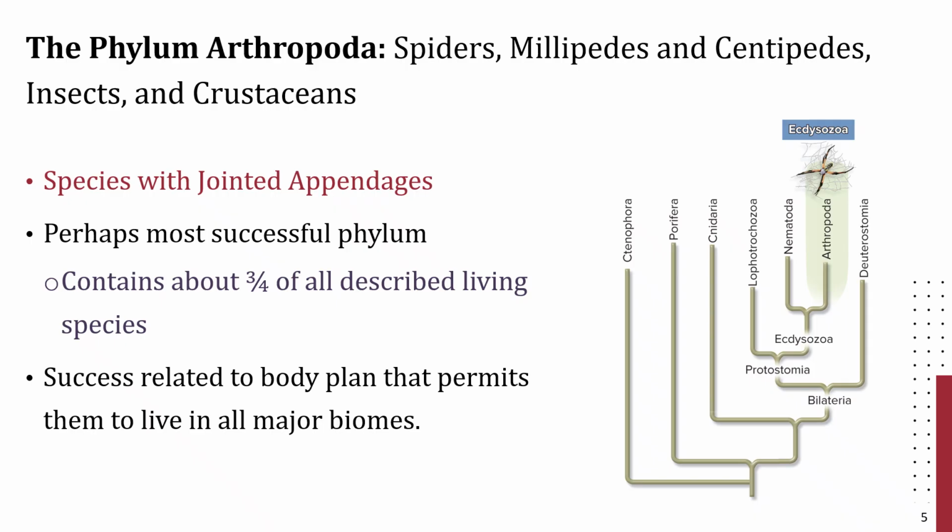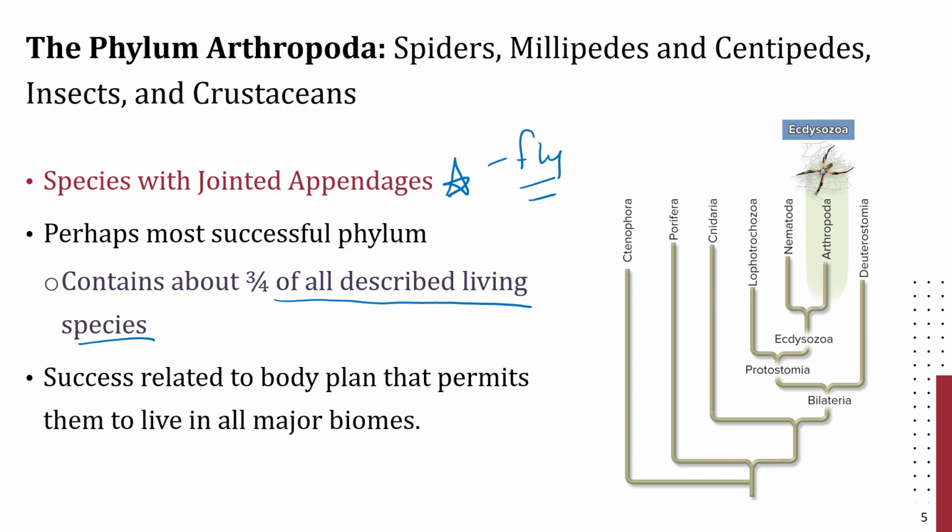Our largest phylum is the phylum Arthropoda, or the arthropods. They make up about 3/4 of all of the described living species on Earth. There are tons and tons and tons of them. They are the most successful phylum, and that is basically due to jointed appendages. And many of them have wings, and so they can fly.